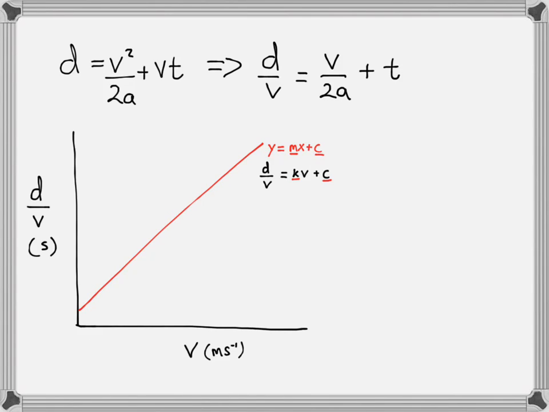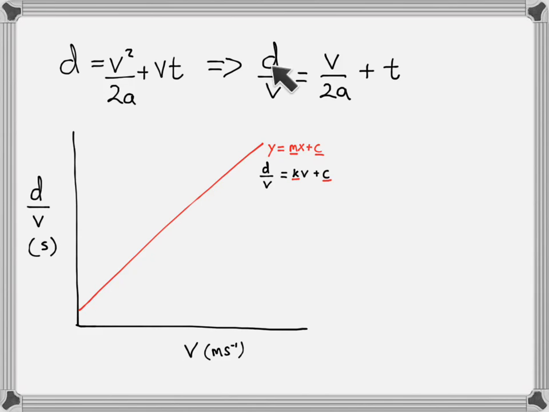If I want to equate this equation with this, I have to rearrange this equation a little bit. If my y value has to equal d over v, then I'm just going to divide this side of the equation by v. Then I'll have it in the form where at least my y value matches what's on the y-axis. So if I divide d by v, I also have to divide this entire side by v. What do I get? If I divide v squared over 2a by v, I just get v over 2a. And if I divide vt by v, I just get t.